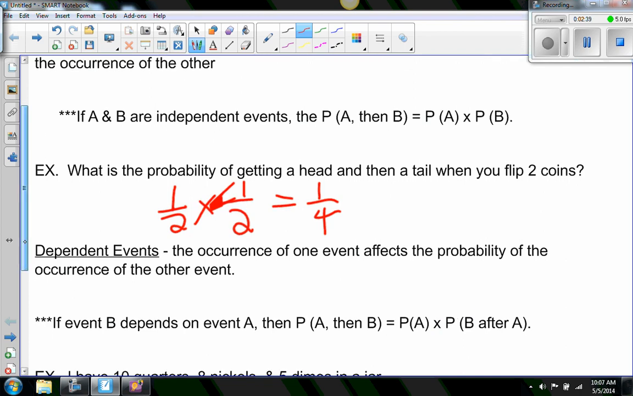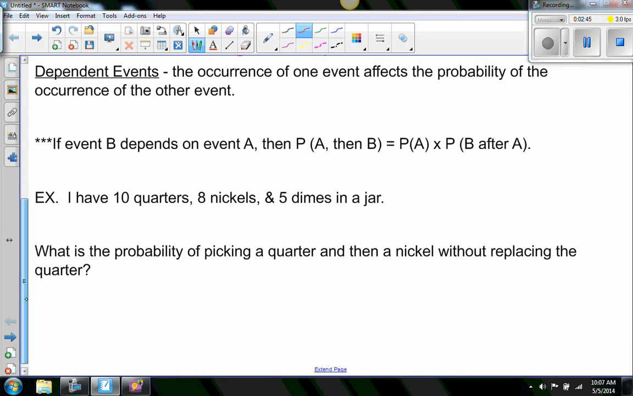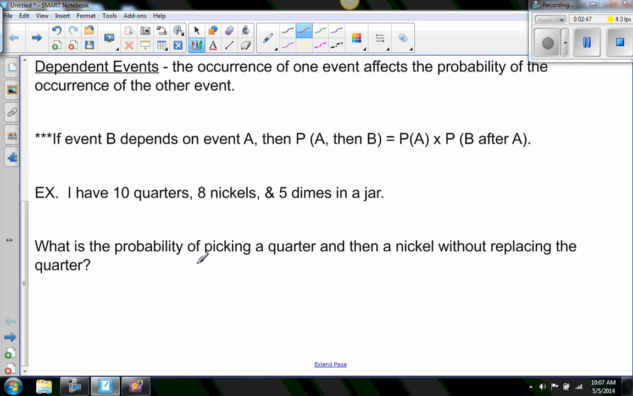And I'm going to do an example with you. If I have 10 quarters, 8 nickels, and 5 dimes in a jar, what is the probability of picking a quarter and then a nickel without replacing the quarter? This is the key word, without replacing. That means I keep that coin out. I don't put it back in. That's going to affect what happens the second time. And I'll show you an example right now.